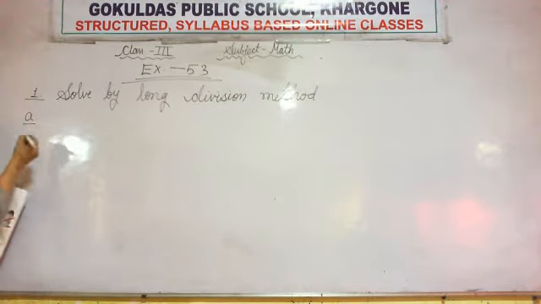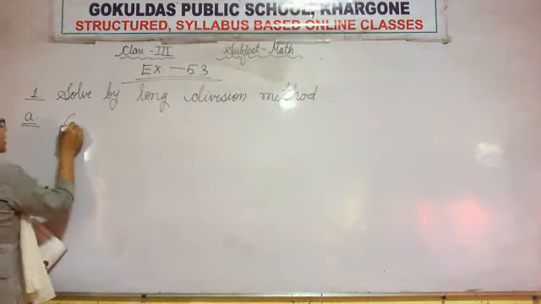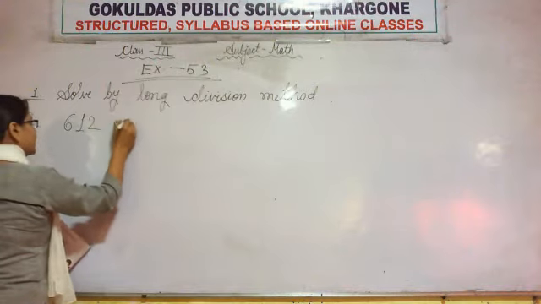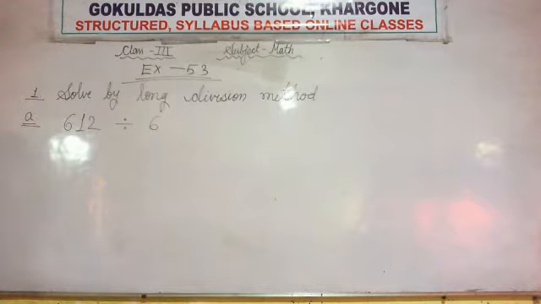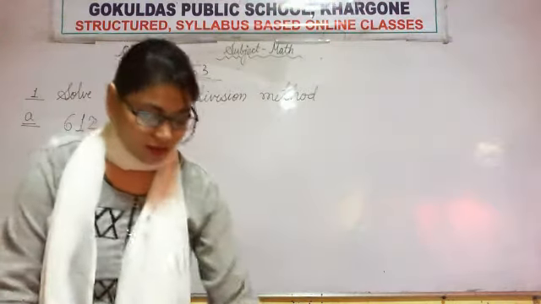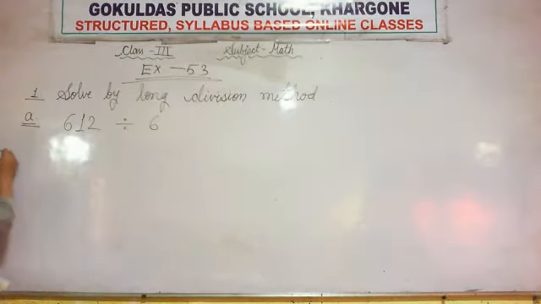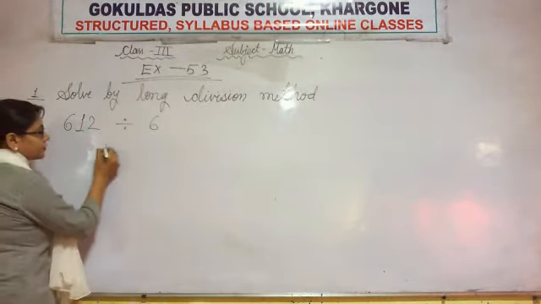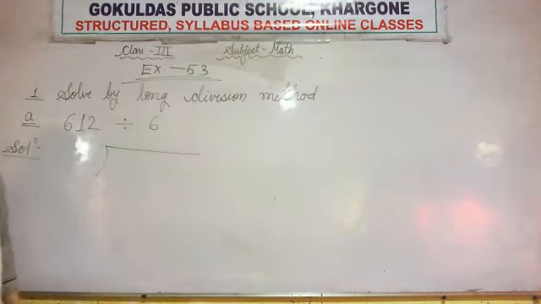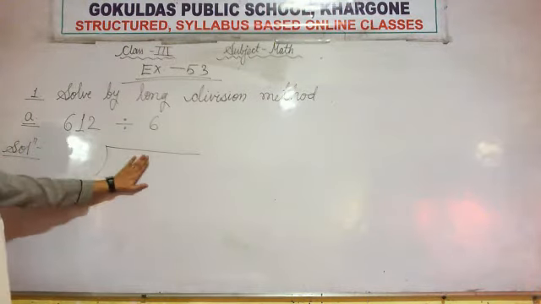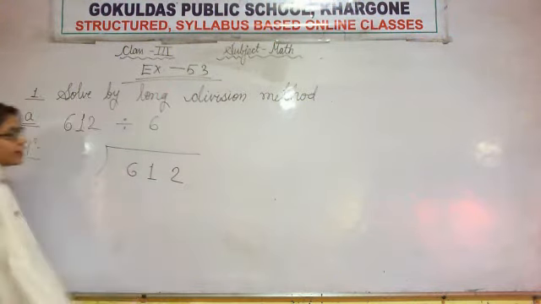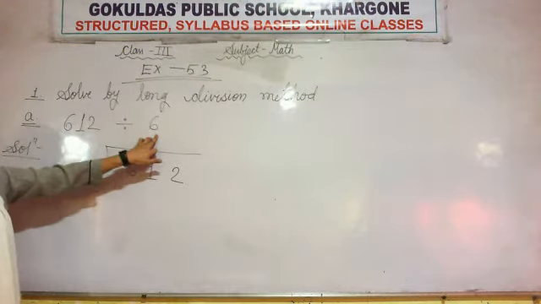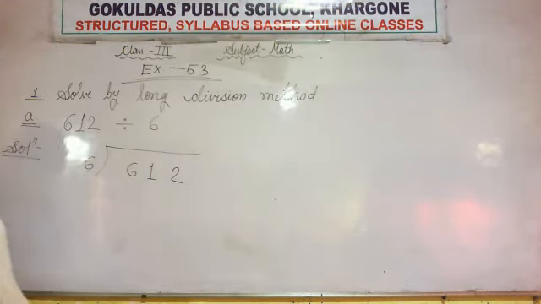Part A of question number 1 is 612 divided by 6. Let's see once again how to solve by long division method. First of all, we will write dividend and divisor. So this is the place to write dividend. Our dividend is 612, so we'll write 612 here. Our divisor is 6, so we'll write 6 here.